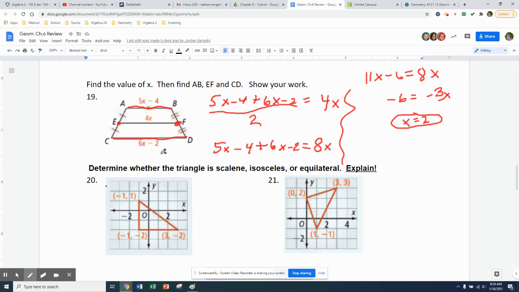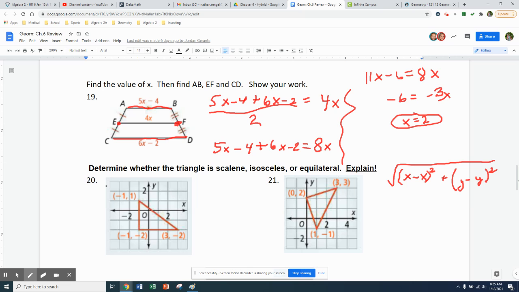Then number 20, determine if the triangle is scalene, isosceles, or equilateral. So the big thing we have to do here is figure out what the lengths of the sides are. And to do that, we're going to use the distance formula. So the distance formula is x minus x squared plus y minus y squared. And you should have those formulas all in your notes. You're going to want to have that distance formula handy as we get into our test tomorrow. And then take all that and square root it.